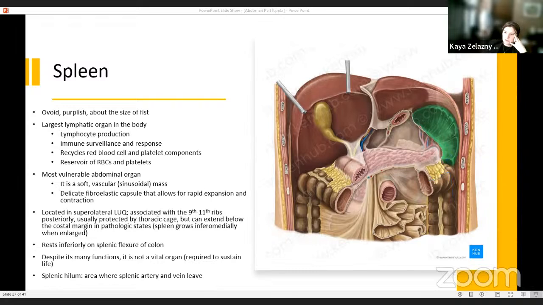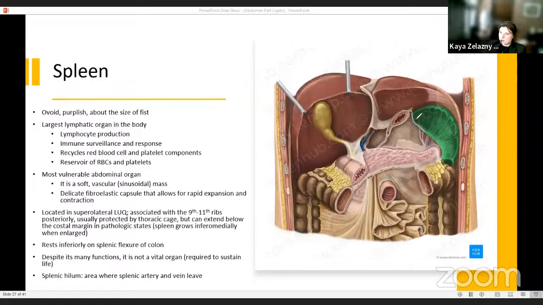Now, you might think, given the list of pretty important functions, that this would be a vital organ. And by vital, we really mean required to sustain life. But it's not. We do have backup for all of these four functions of the spleen. So it is important because it does these things, but you can survive without it. Other parts of your organ systems will take over some of these functions.